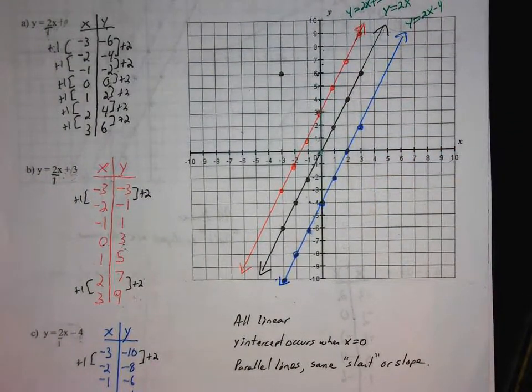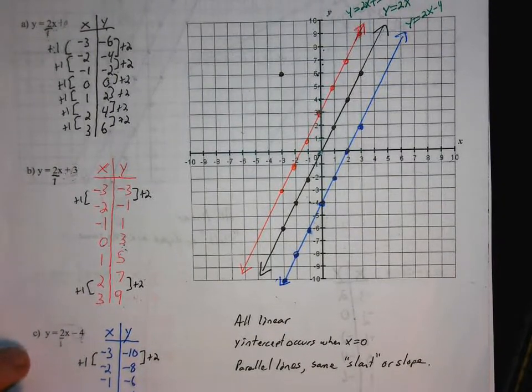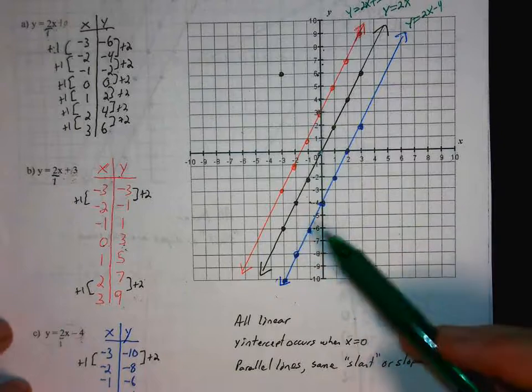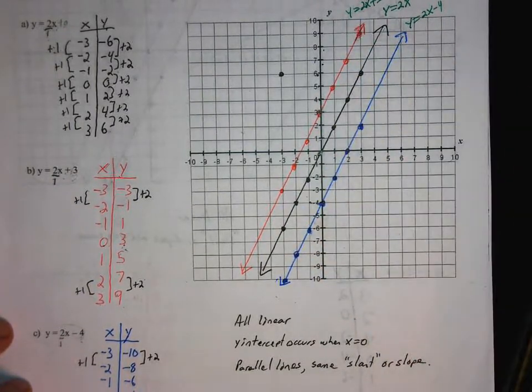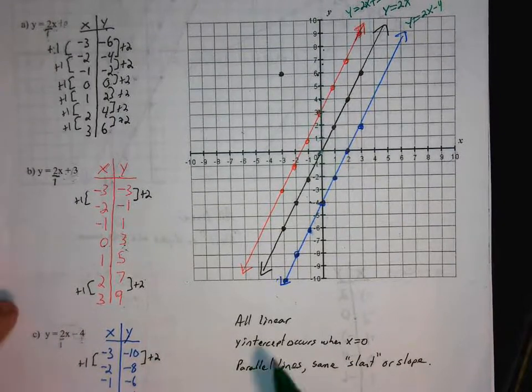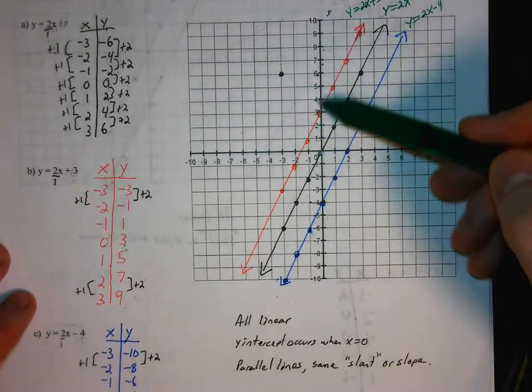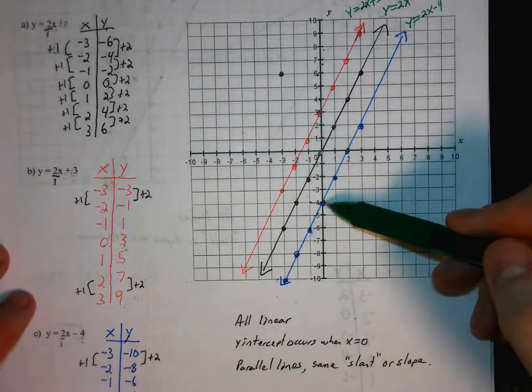Okay, so that's how you graph equations using a table of values. What you might notice with these graphs is that they're all linear, because a line passes through each of the points that you plotted for each of the equations. The y-intercept occurs when x equals 0. On the y-axis, the y-intercept is always when x equals 0.